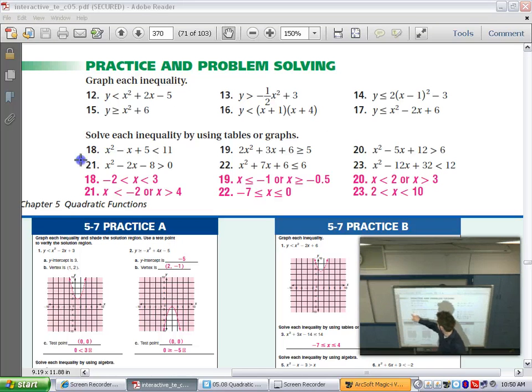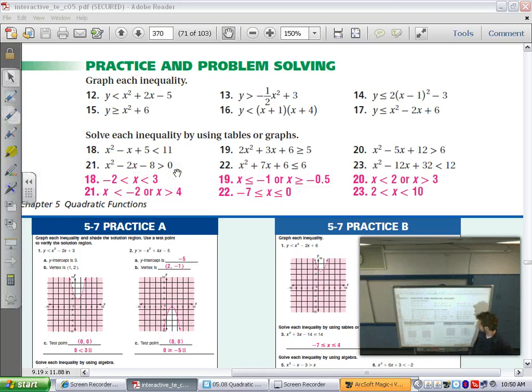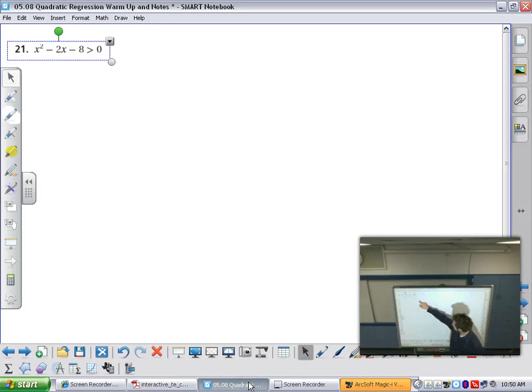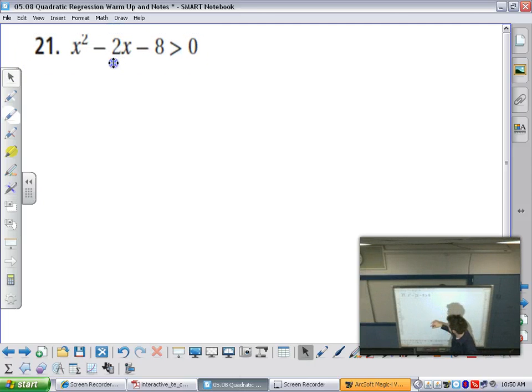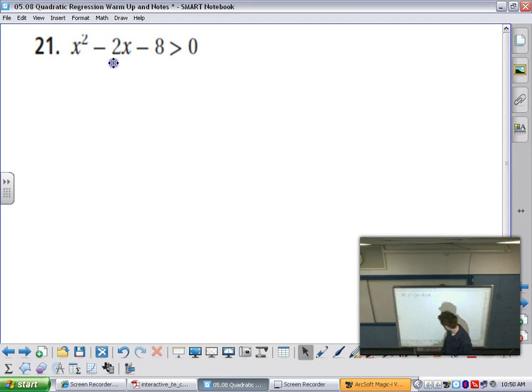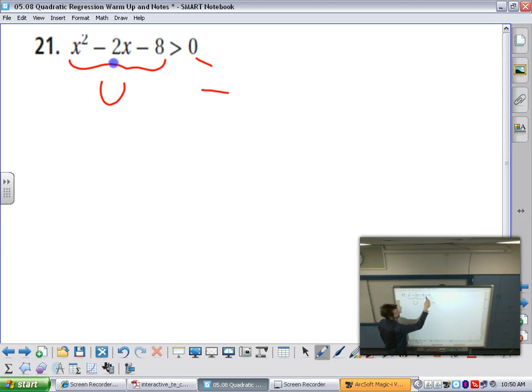Number 21. They ask you to solve each inequality by using tables or graphs. Now, that was code for use your graphing calculator, which we will try to do. If you graph this, that's a parabola, right? If you graph this, that's a line. Greater than literally means above. So we're literally going to look at the picture, and we're going to try to discover from the picture where the parabola graph is literally above, greater than, the line graph.